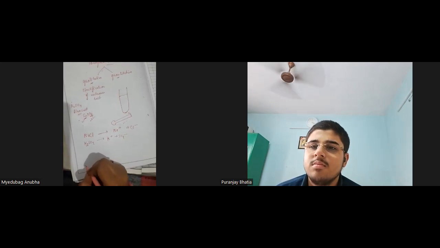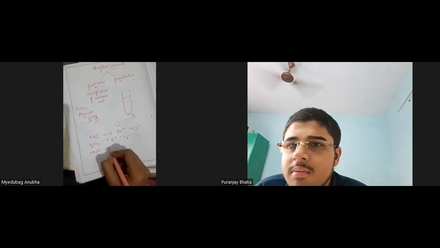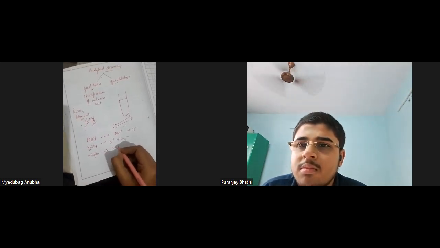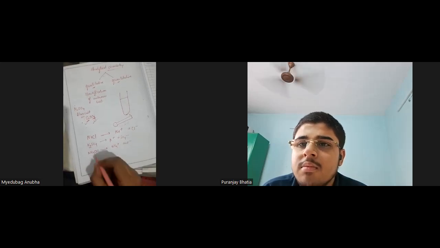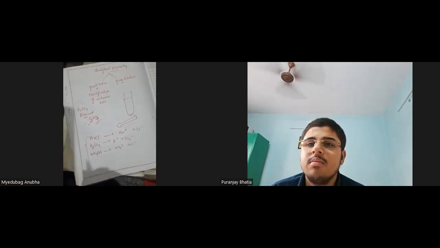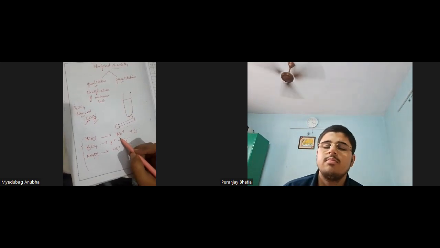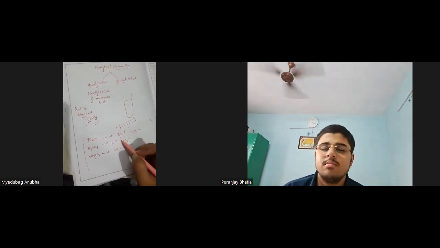So it means we are getting a cation and an anion. Further, if you are taking NH4OH, then NH4 plus and OH minus. These are all salts. Why are these all salts? Because they contain an acidic radical or a cation or an anion.